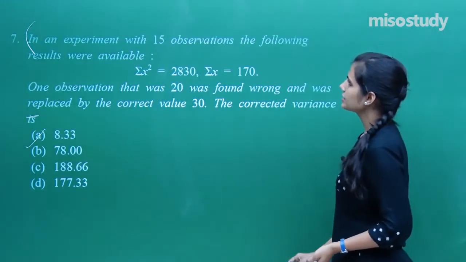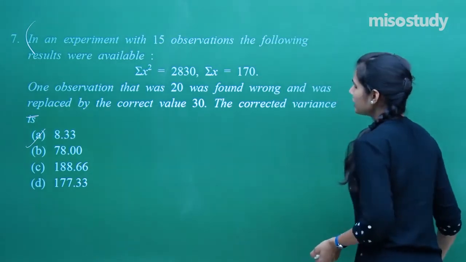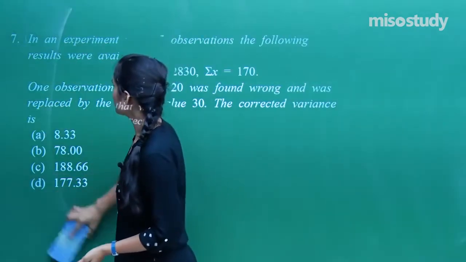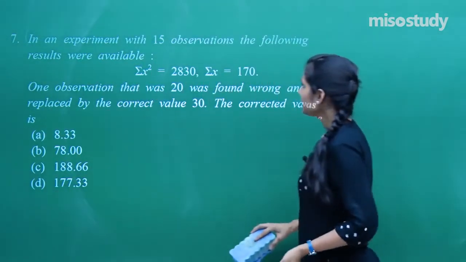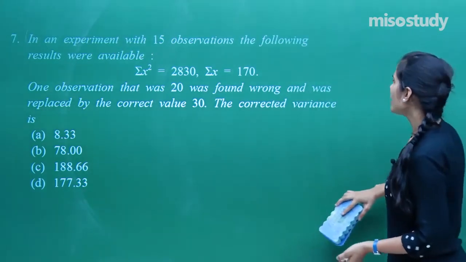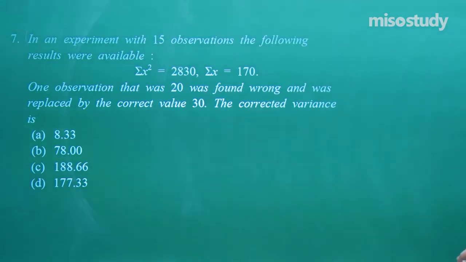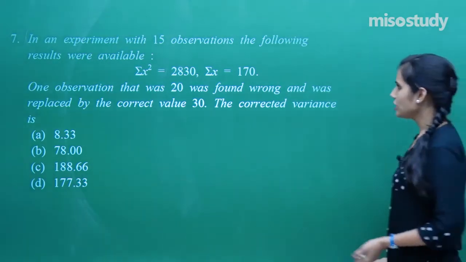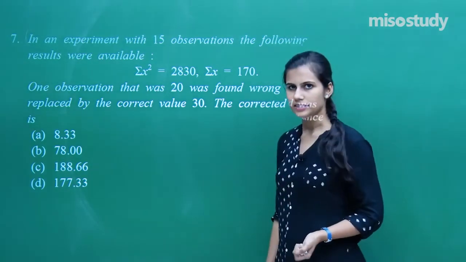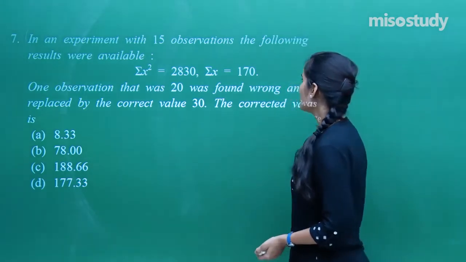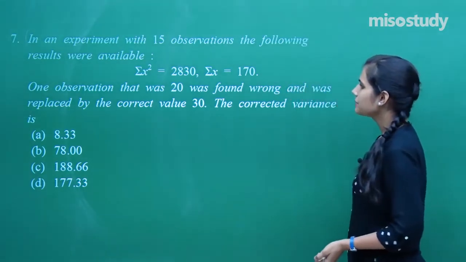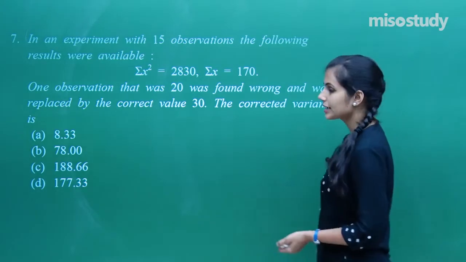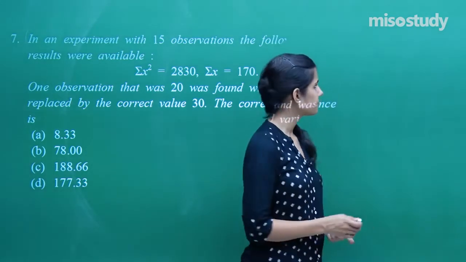Question says, in an experiment with 15 observations, the following results were available. So it was given that when you add the square of all the observations, the answer is 2830. And when you add just the observations, the answer is 170. One observation that was 20 was found wrong and was replaced by the correct value 30. What is the corrected variance?